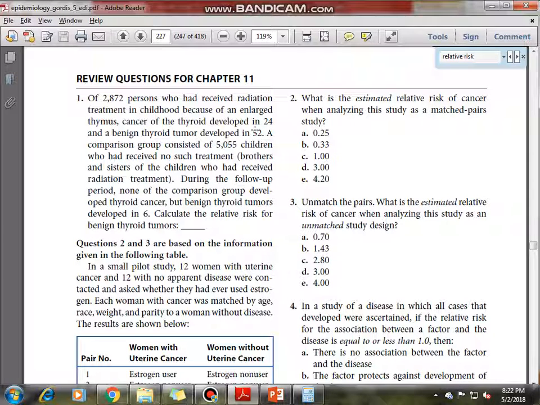So in order to calculate a relative risk, since it's a relative risk, you have to have a control group. A comparison group consisted of 5055 children who had received no such treatment. That is, they were the brothers and sisters of the children who had received radiation treatment. During the follow-up period, none of the comparison group developed thyroid cancer, but benign thyroid tumors developed in 6.